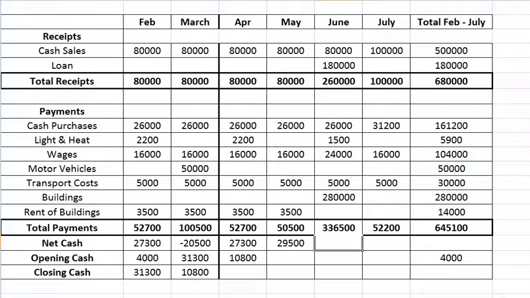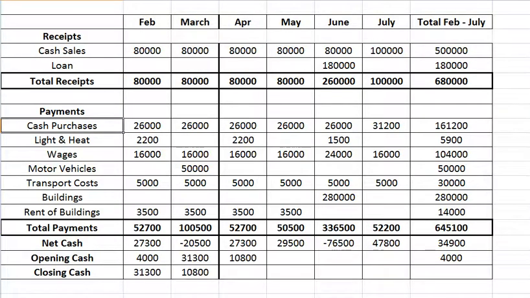In June, it's going to be negative again, quite a big negative. Obviously, they bought the building there, which was a massive expenditure for the firm, and then positive again. And in the total column, it's going to be positive to the tune of 34,900.